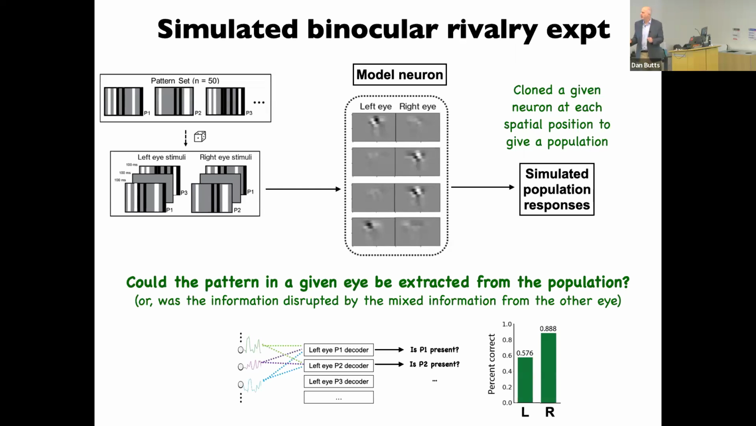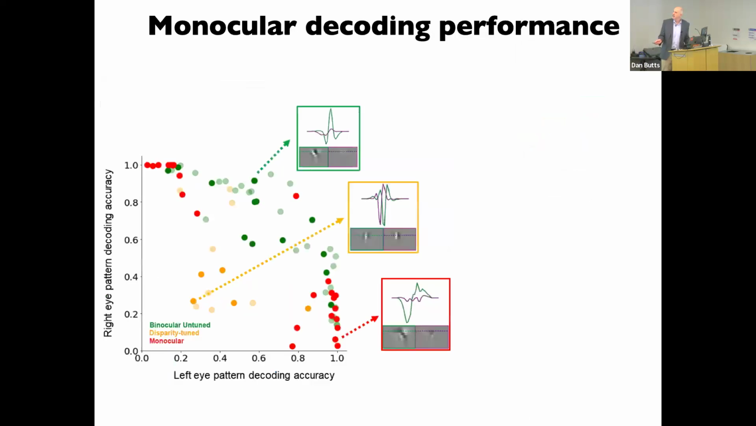In other words, you have a population of binocular neurons, but you can actually decode the monocular information. And this essentially is true. We show that here with the color code. Again, the red cells are monocular. They can decode their eye of origin. The green cells are the ones that are binocular untuned, and they represent information. You can figure out what's in the left eye without worrying about the right eye, or figure out what's in the right eye without the left eye, and you can do both in the same sets of cells. You can decode what's in the left eye and right eye.